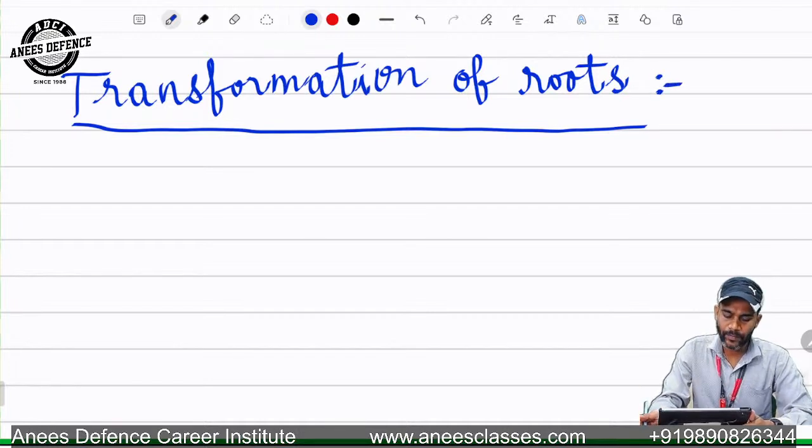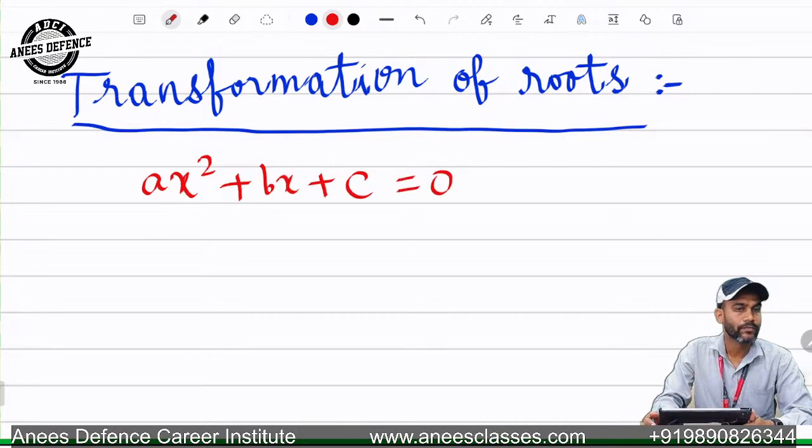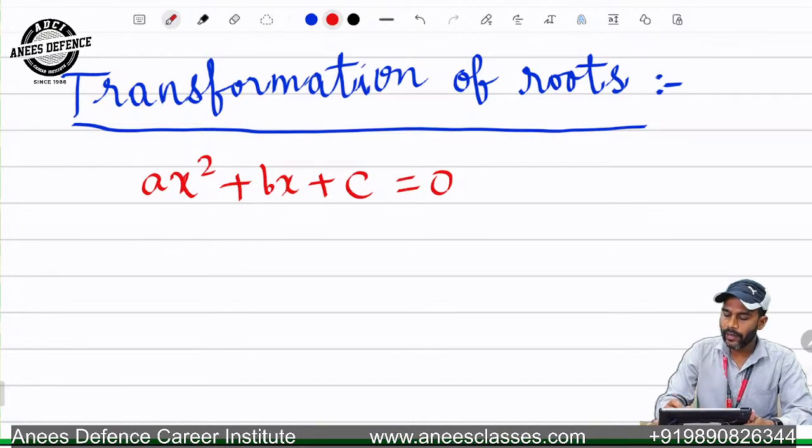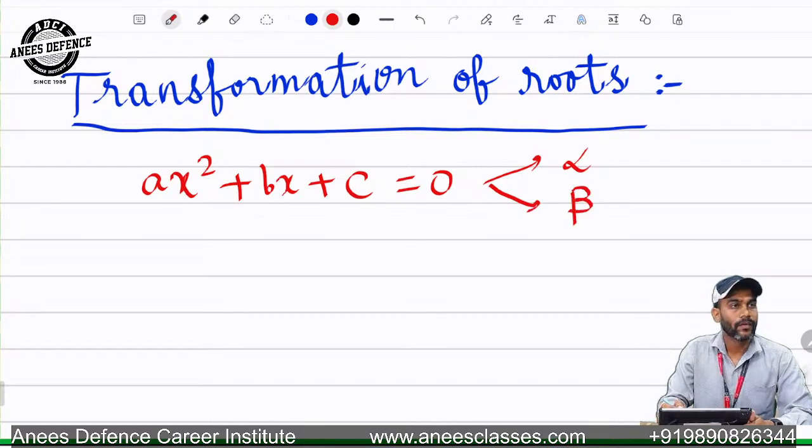See, very easy. Suppose there is a quadratic equation ax square plus bx plus c is equal to 0. So this is the quadratic equation that we already have, and the roots of this particular equation would be, suppose, alpha and beta. And now what we will do, we will transform the roots. What is the meaning of transforming the roots? We have to make some changes or symmetrical changes, I would say, in both the roots.